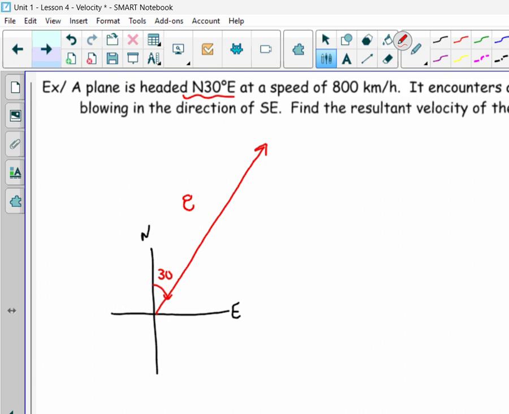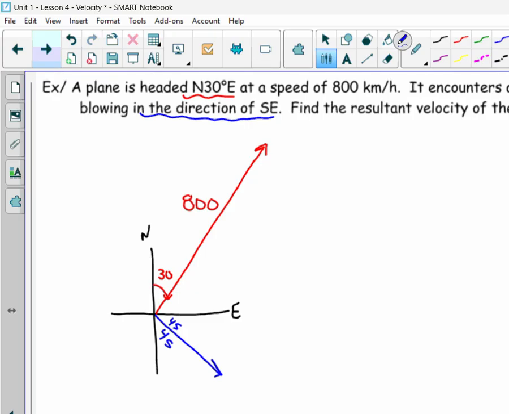The speed is 800 this time. It encounters a wind of 75 kilometers an hour blowing in the direction, so blowing towards southeast. So when I see southeast, it means directly in the middle of south and east. So I'm going to draw it right in the middle, which means this has to be 45 and that has to be 45. And you find the resultant velocity of this plane again.